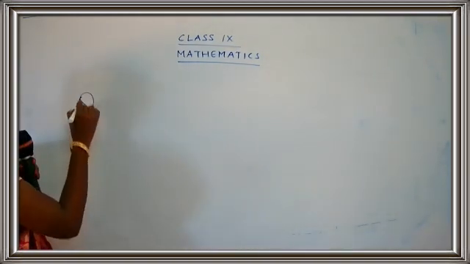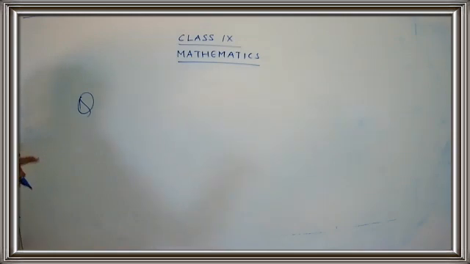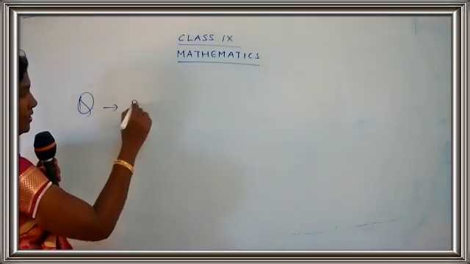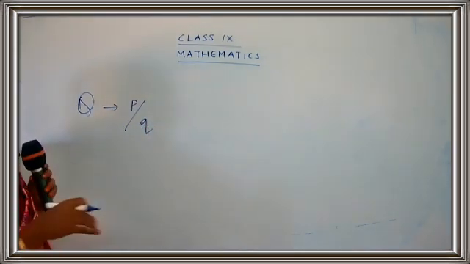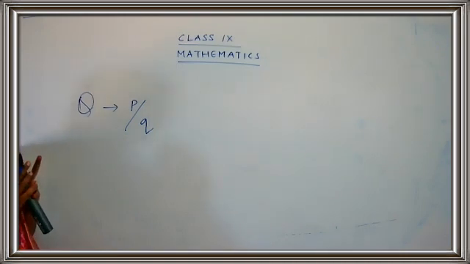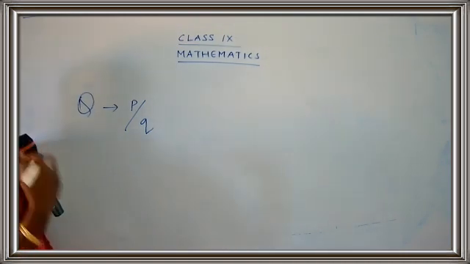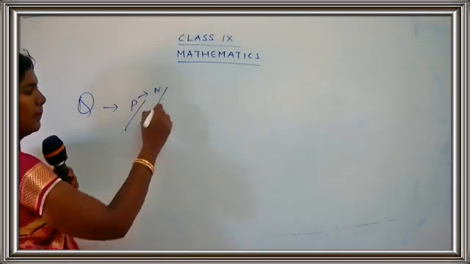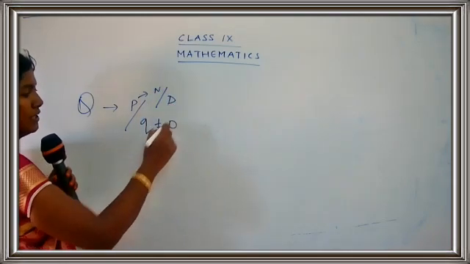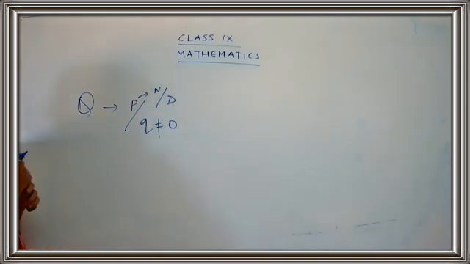A rational number is represented by the symbol Q, and it is presented in the form p upon q. That is, you have a numerator upon denominator where q is not equal to 0. So, this is the condition that we have to follow for a rational number.